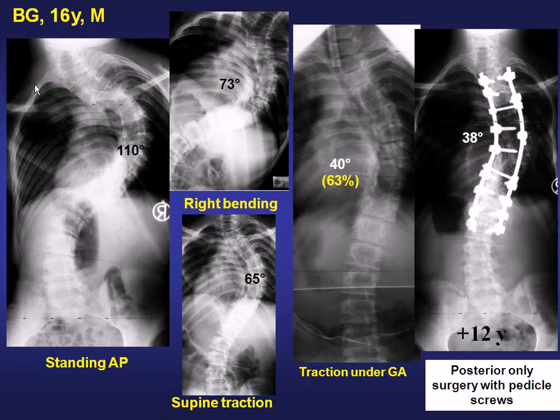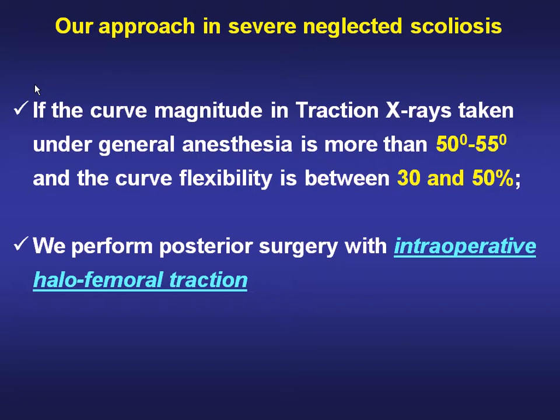According to the traditional approach, anterior release and anterior discectomy was required in this case, and this was the first case in whom we used traction X-ray under general anesthesia. Traction X-ray under general anesthesia showed us more flexibility, and we performed just posterior surgery without any osteotomy.